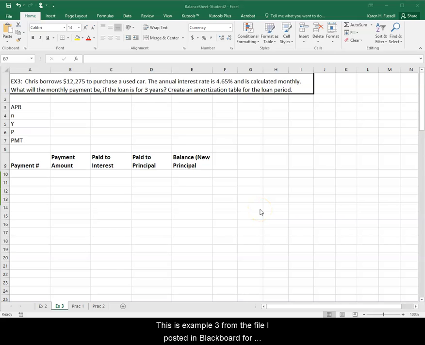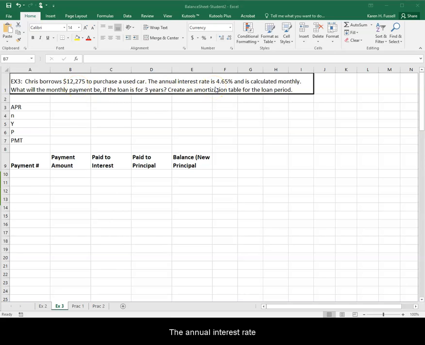This is example 3 from the file I posted in Blackboard for balance sheets. It is not in your workbook. This is an extra one that I created to help you calculate payments. So for this one, we're going to look at Chris, who's borrowing money for a car, $12,275.